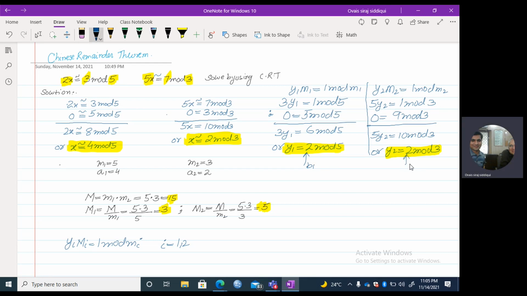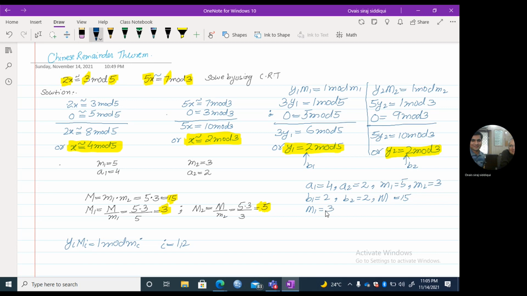Now, hence, this term is called b1. This term is called b2. So finally, we have a1, that is 4, a2, that is 2, small m1 is 5, small m2 is 3, b1 is 2, and b2 is also 2. Capital M is 15, capital M1 is 3, capital M2 is 5.